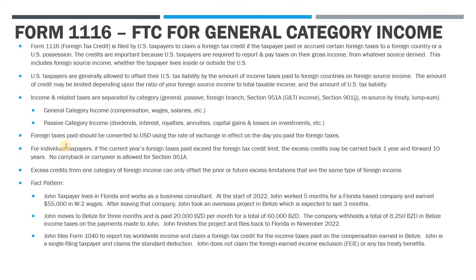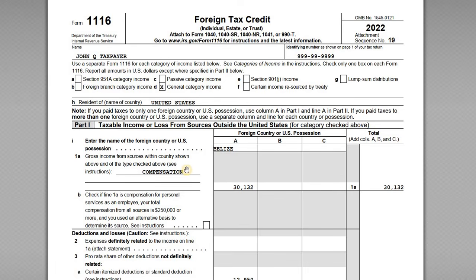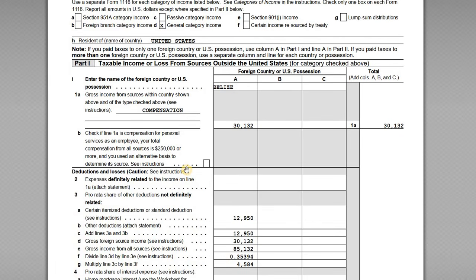Now, what about the translation? So foreign taxes paid, all of these dollar or numerical values have to be reported in U.S. dollars on the form. So when we look at the 1116, in most places, we're going to be reporting everything in U.S.